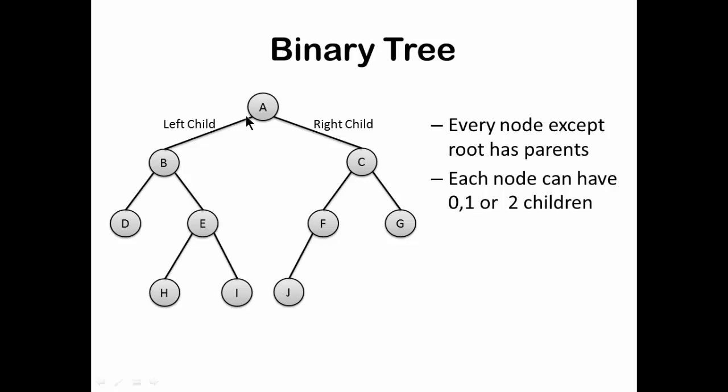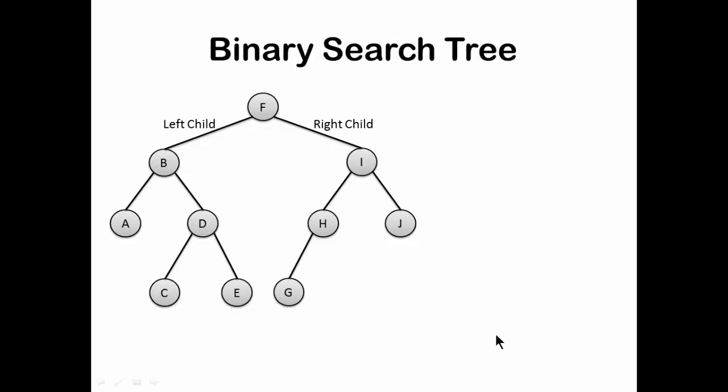The node lying towards the left hand side is called the left child, and the node lying towards the right hand side is called the right child. And all the subtrees also follow the binary restrictions. Binary search tree is one of the applications of binary tree, and we will discuss the binary search tree in the next video.